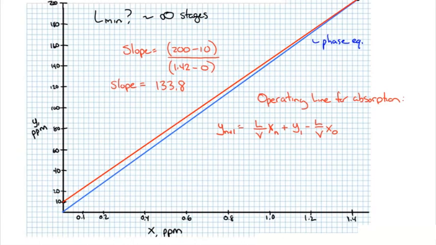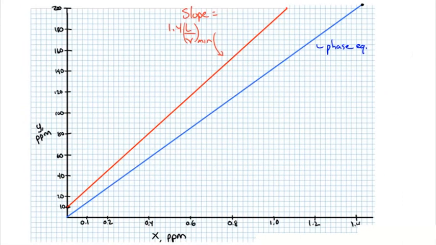So we've now determined L over V minimum as 133.8. And we want to operate at 1.4 times L min, and that gives us 187.3. And we can plot a new operating line through the same initial point at 0, 10 with a new slope of 187.3. So using our ratio 1.4 to the L over V min, we could plot our actual operating line for our system. We could solve for xn in this case and see that it is about 1.06.